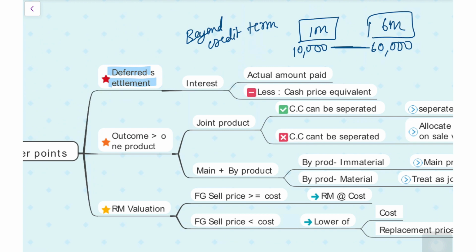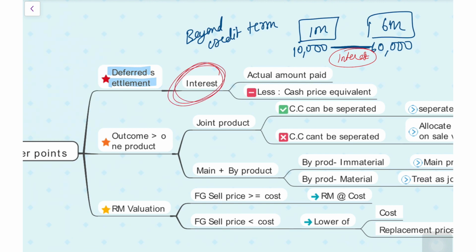So here there is a price gap, correct? Since you are paying beyond the normal credit term, there is something extra that you are paying. What is that extra payment? It is the interest that you are giving them. Because the value of money reduces over time, so I hope you understood the time value of money. Because of that, if you are paying beyond the credit term, they will charge some kind of hidden interest in it. That is what is known as deferred settlement, where you pay beyond your credit term.